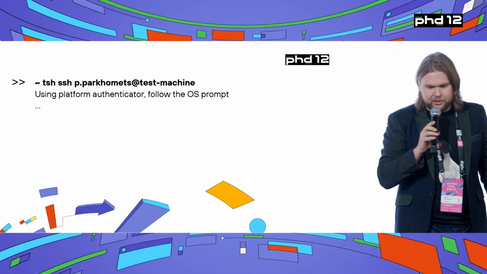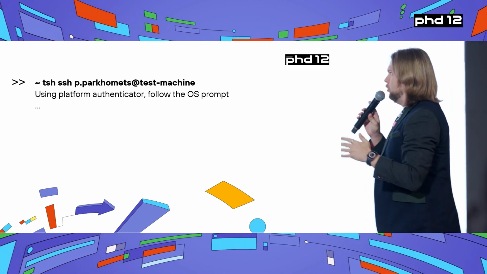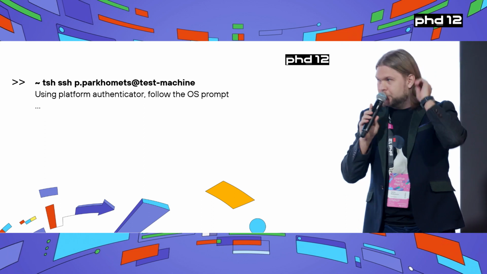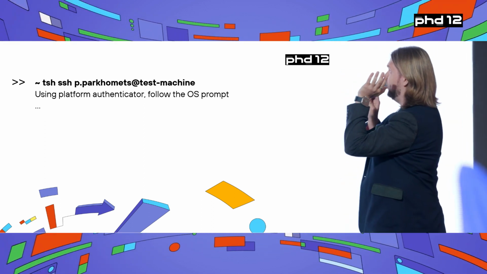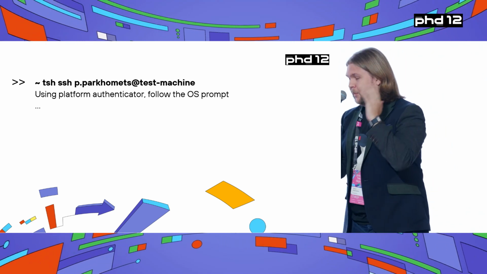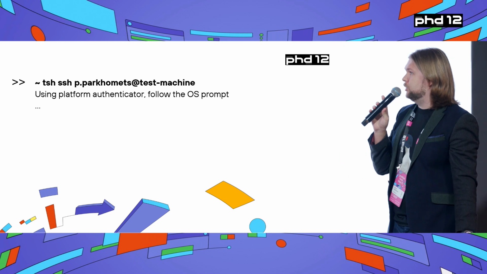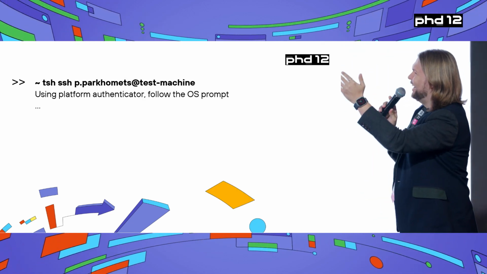And thank you so much for your question, Anton. This is for those who have never worked with Teleport. So let's assume that some administrator who uses a MacBook decided to visit the test machine, and the name of that person is P. Parkhomets, and he decided to visit the test machines outside Teleport. What would he do?